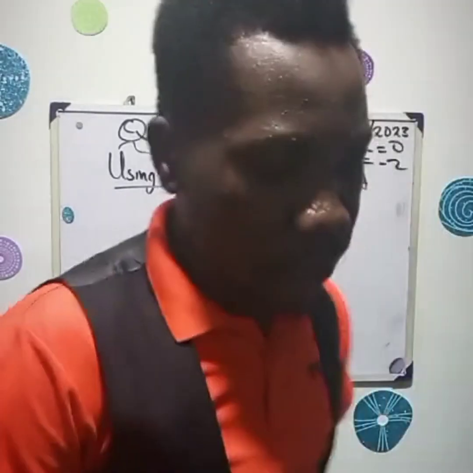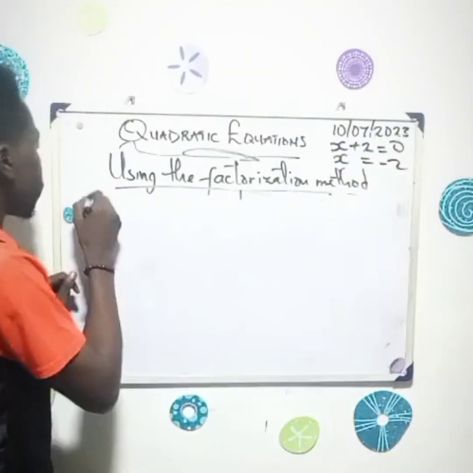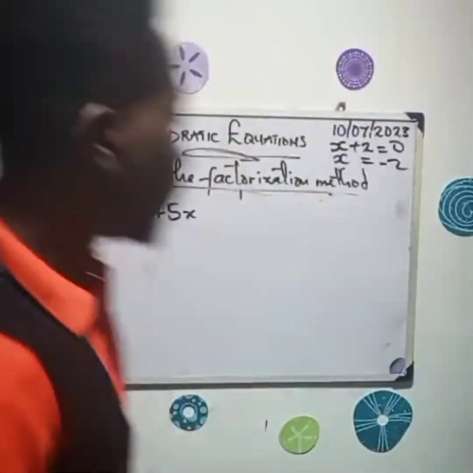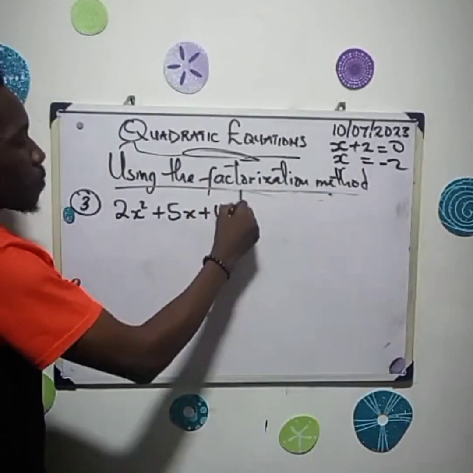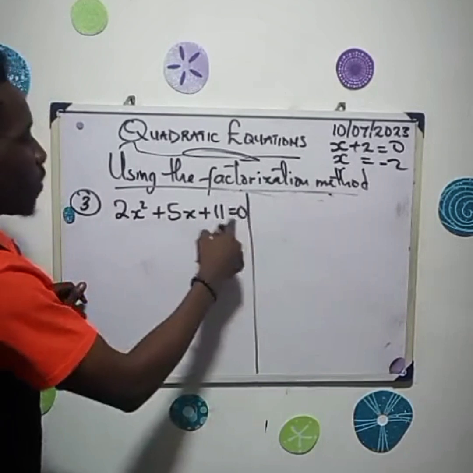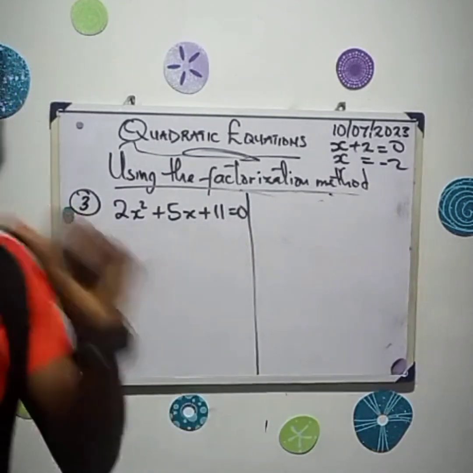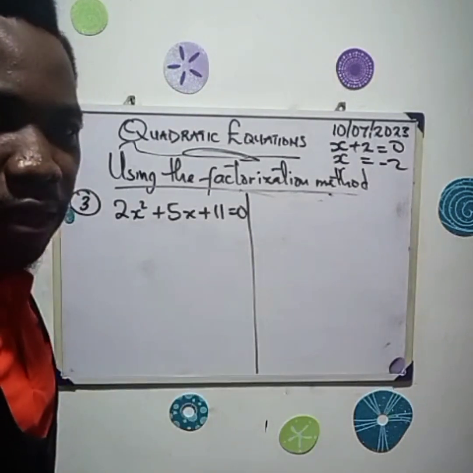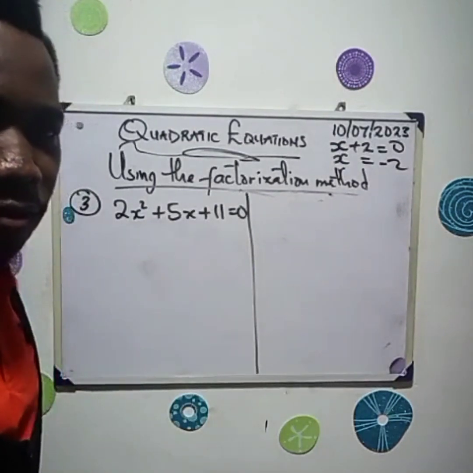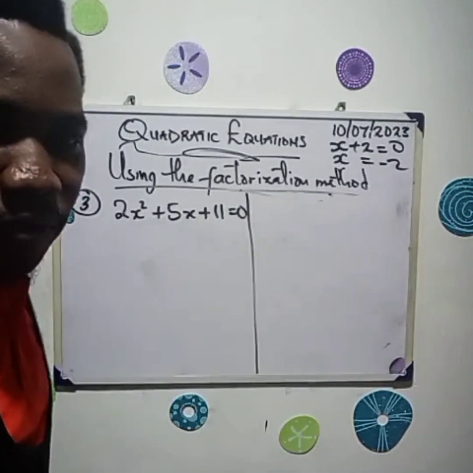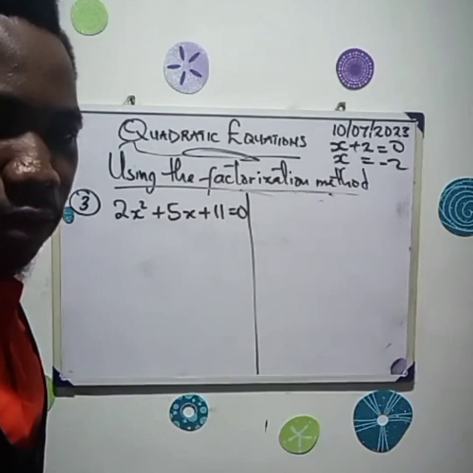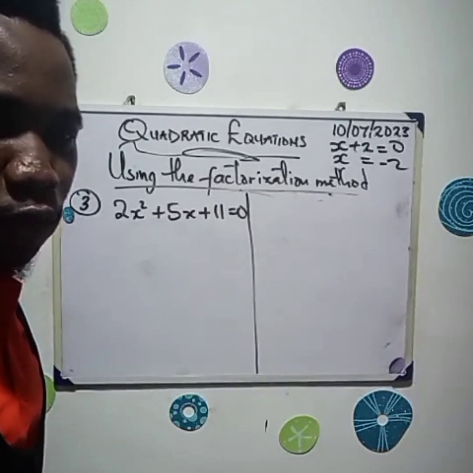So we have 2x squared plus 5x plus 11 equals 0. So we have to solve this, right? To get the value of x also here. Now, you're still using the factorization method. What do we do? The way I explained with the first example and the second example, what are we going to do?